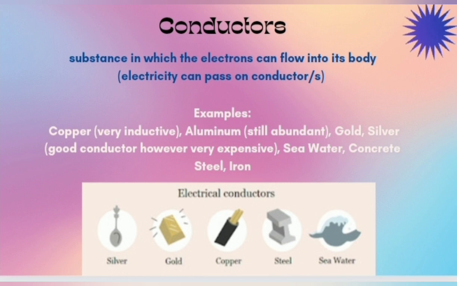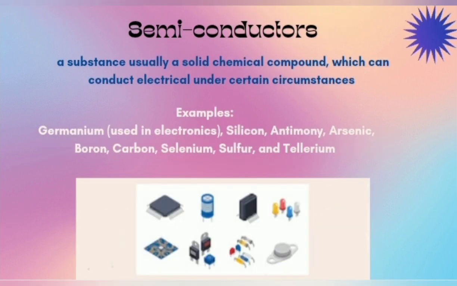Now with conductors, it is a substance in which the electrons can flow into its body. Examples: copper, aluminum, gold, silver, seawater, concrete, steel, and iron. With semiconductors, it is a substance, usually a solid chemical compound, which can conduct electricity under certain circumstances. Examples are germanium, which is used in electronics, silicon, antimony, arsenic, boron, carbon, selenium, sulfur, and tellurium.